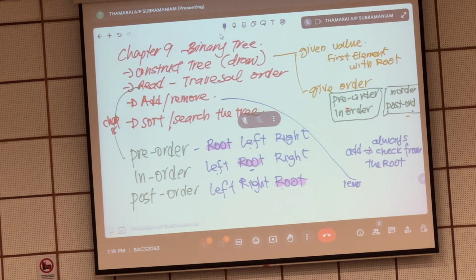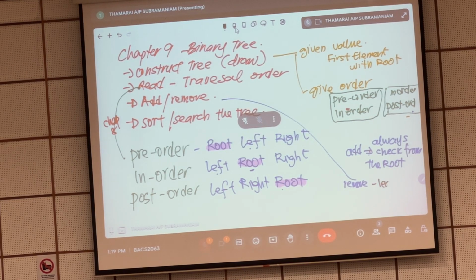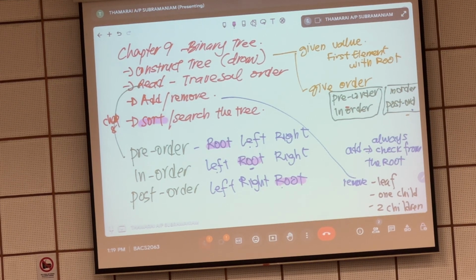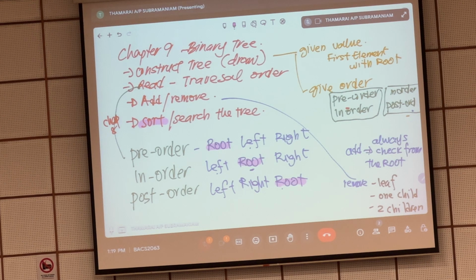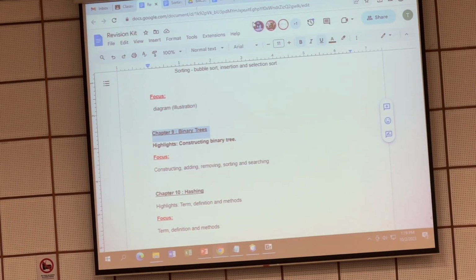Now for remove, you have a few things. Remove the leaf node, just simply remove it. Remove with one child. And then remove with two children. How do you remove with two children? So these are the things that you have to take a look at. Sorting, we already did earlier, but I will show you how it works. As long as you know these areas, then you are safe. If you don't know how to do any of these, then you are in trouble. So let's take a look at the question.